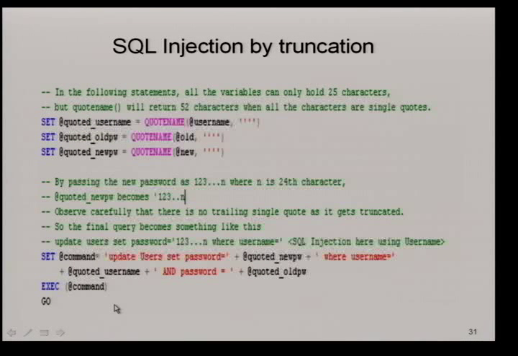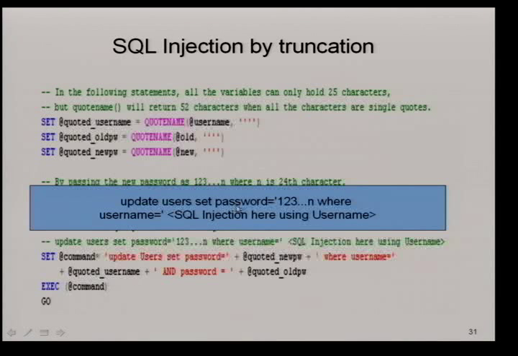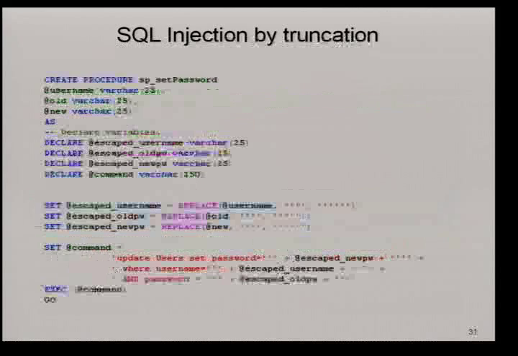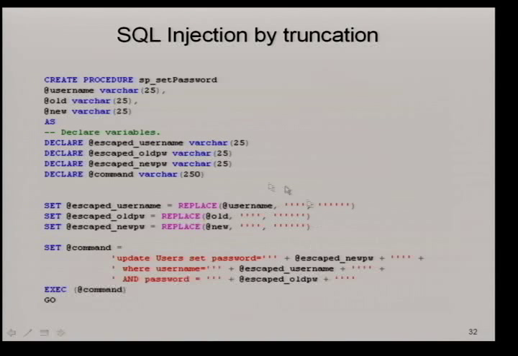That's exactly what I explained here. If you look at the command, update users set password equals to 123n space where space username equals to, this quoted username will have a beginning delimiter, so this entire stuff becomes the new password, and you have the ability to inject SQL code using the username. You can calculate the buffers and mitigate it.